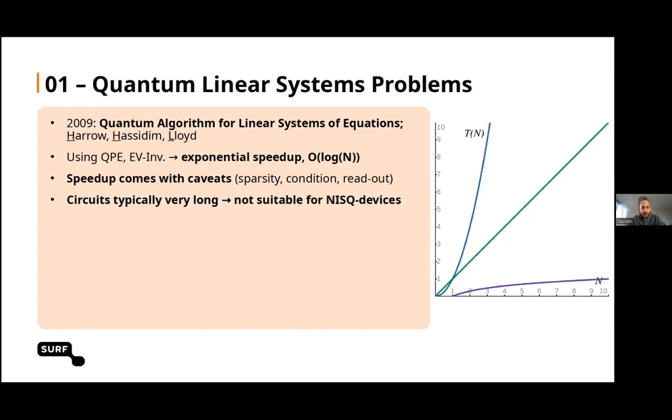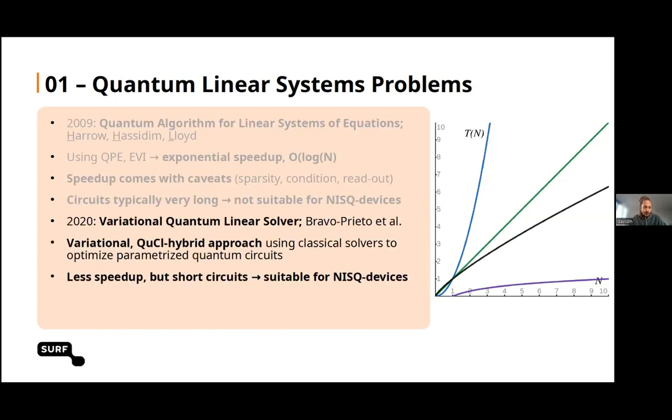However, this speedup comes with some caveats. For example, sparsity, condition number, and readout, but I will elaborate on this in more detail later. But the circuits are, as I said, typically very long. A circuit depth of a million for some small systems is quite normal, I would say. And so they're not suitable at all for the NISQ devices that we currently have. If you can go to the next.